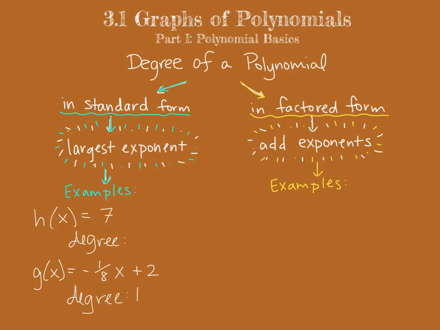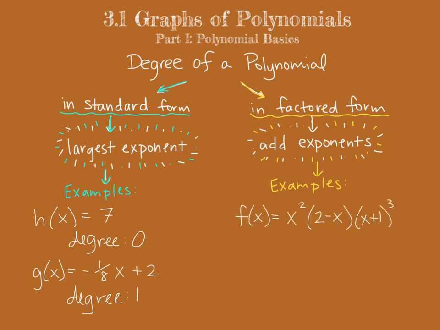And then I have one more example that I put here because I ran out of room. So h of x equals 7. This is a constant polynomial. It's just a horizontal line. And the degree here is actually 0 because this could be written as 7x to the 0. It's just the constant term. So this is still a polynomial and it has degree 0.